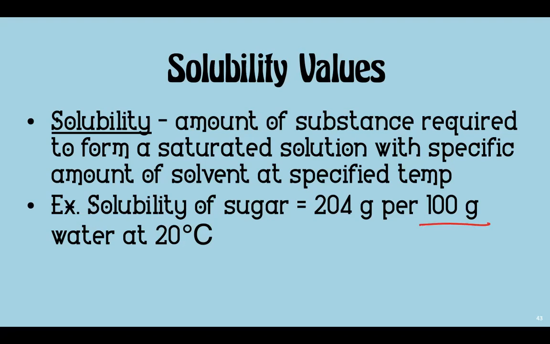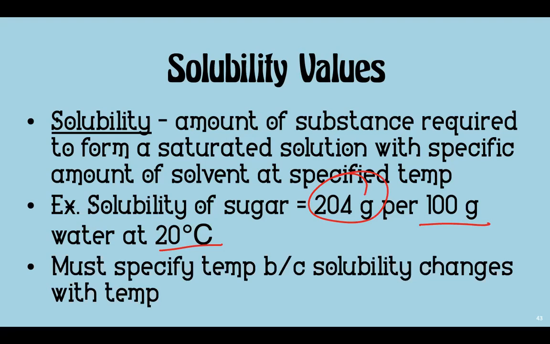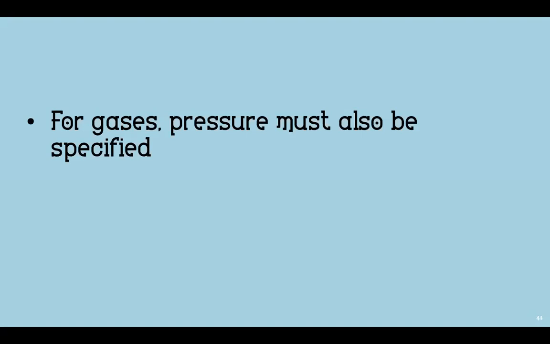Again, if you increase or decrease the volume of solvent, or if you increase or decrease temperature, this number is going to change, which is why it's specific for the amount of solvent and for the temperature. So you have to specify temperature. Solubility is generally done per 100 grams of water. And again, it's the same thing as 100 milliliters because of the density of water.